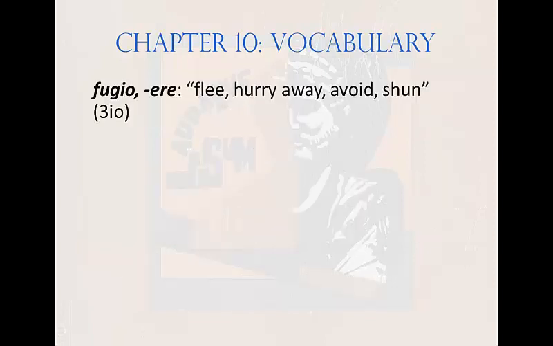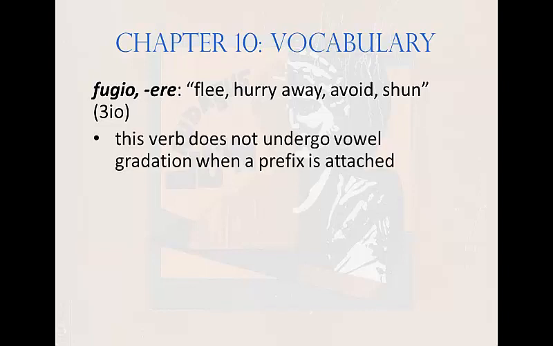The next verb is fugio, fugere, meaning flee, hurry away, avoid, or shun. It's another third io conjugation verb. Note that this verb does not undergo vowel gradation when a prefix is attached. Thus the u remains as u in compound verbs like refugio or effugio.